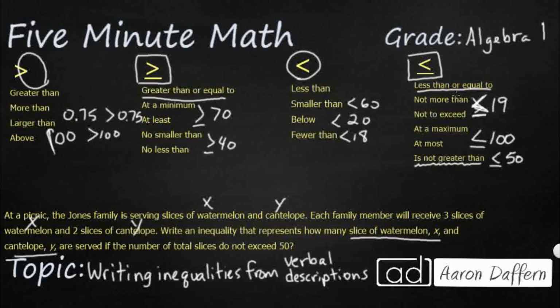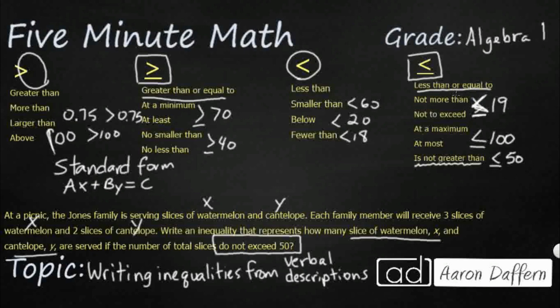And the number of total slices is not to exceed 50. All right, so that's my clue right there. This is going to be an inequality. I think I'm going to write this in standard form, or something approaching standard form. Standard form is really used when we're doing ax plus by equals c, so we're going to write it kind of like that. We're just going to replace the equal sign with an inequality here.